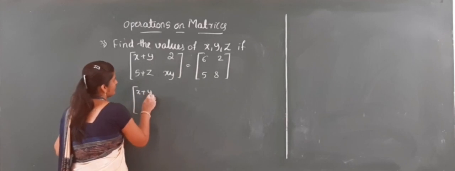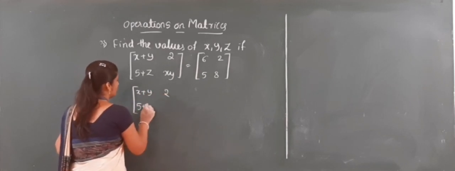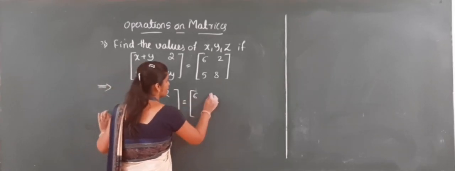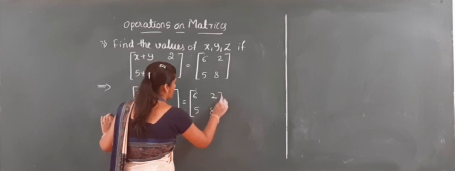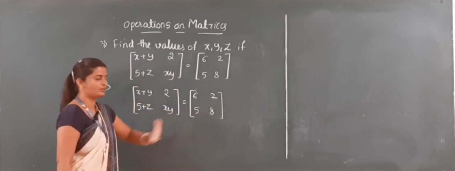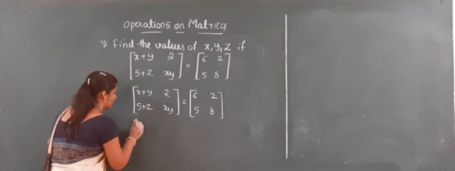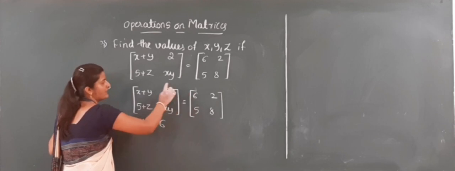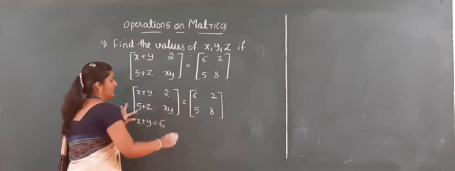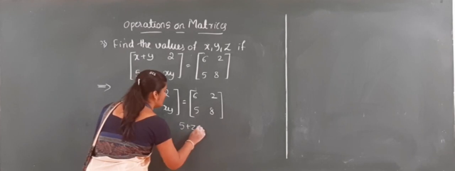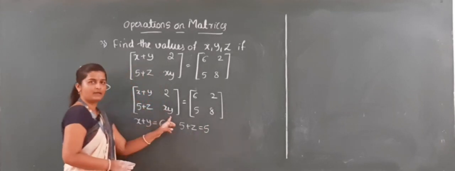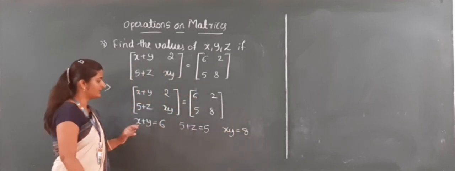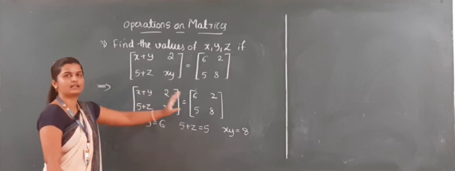[x+y, 2; 5+z, xy] is equal to [6, 2; 5, 8]. Okay, this is also a 2 by 2 matrix. I will equate the corresponding elements. First element to the first element: x plus y equal to 6. 2 is already equal to 2, leave it. Next, 5 plus z equal to 5. Next, x into y equal to 8. So this is our equation after equating the corresponding elements.